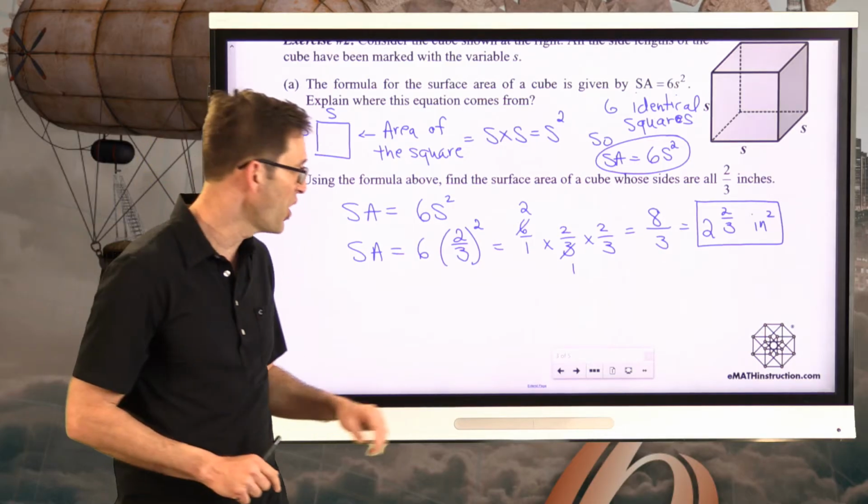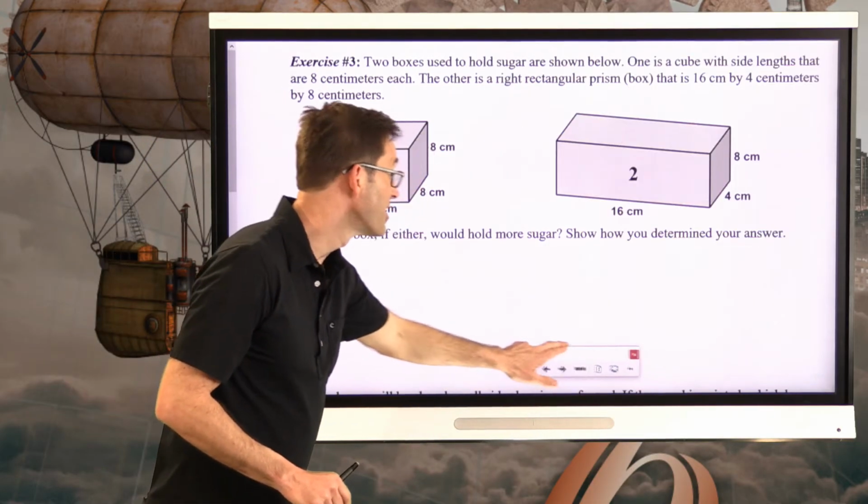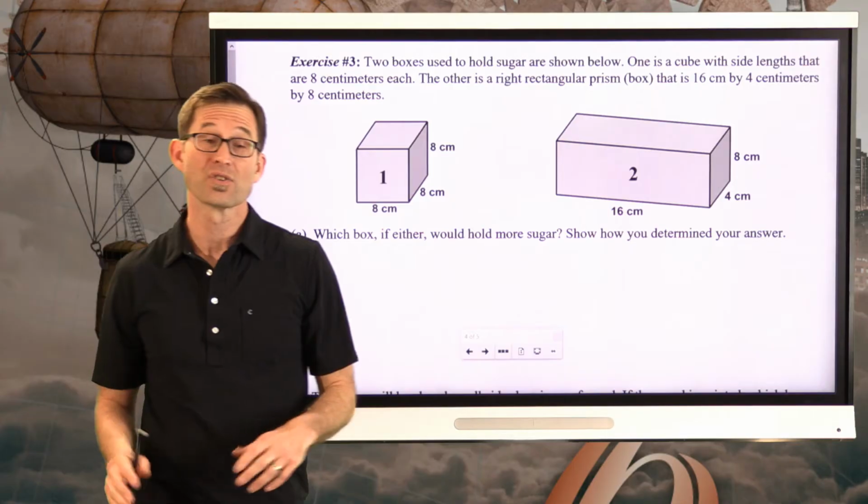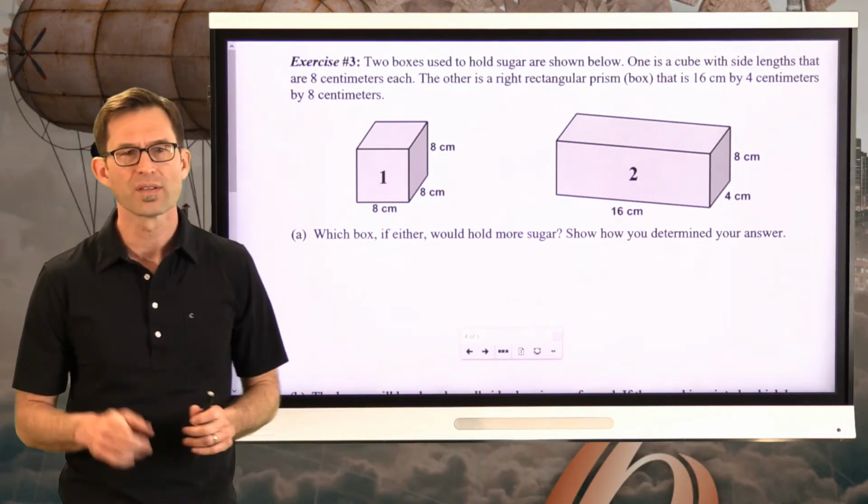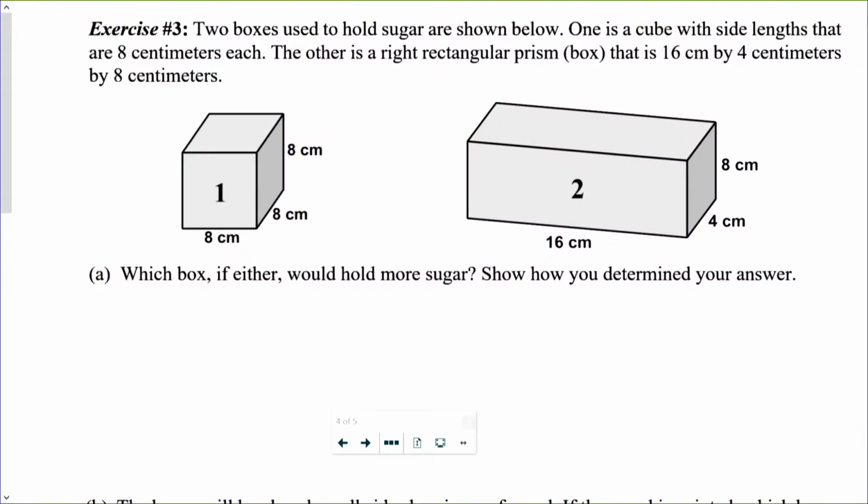All right, let's keep going. Take a look at another problem. Actually, our last problem, but it's lengthy. Let's take a look at exercise number 3. 2 boxes used to hold sugar are shown below. One is a cube with side lengths that are 8 centimeters each. The other is a right rectangular prism box that is 16 centimeters by 4 centimeters by 8 centimeters. Letter A. Which box, if either, would hold more sugar? Show how you determined your answer.